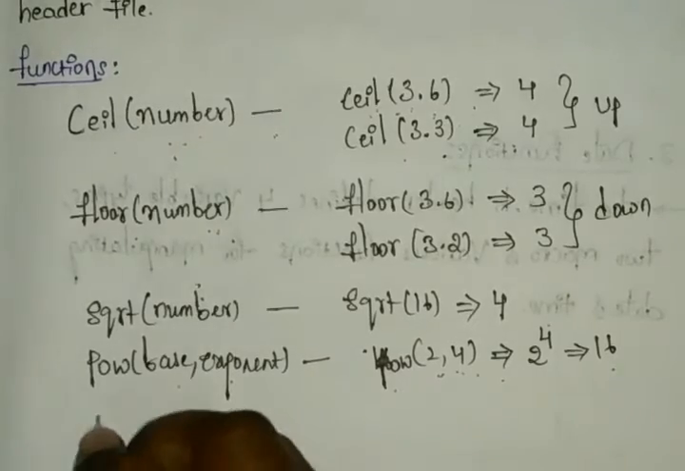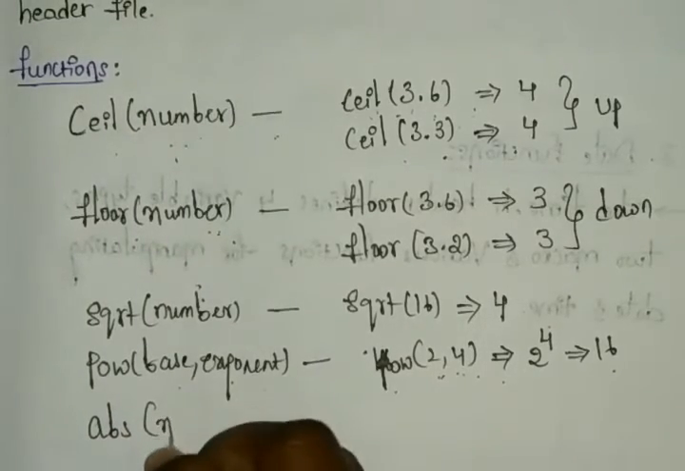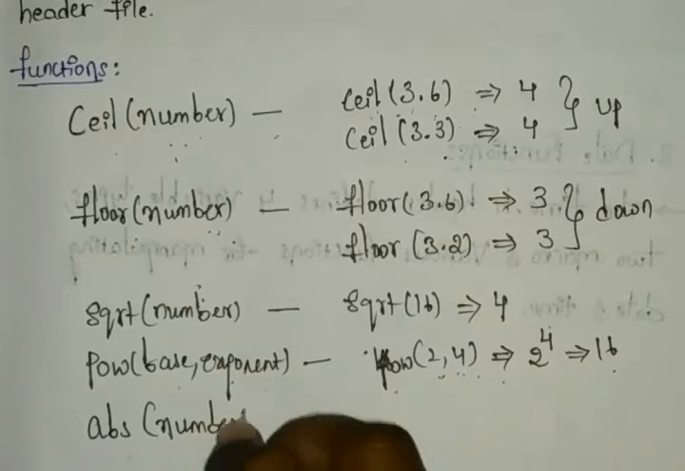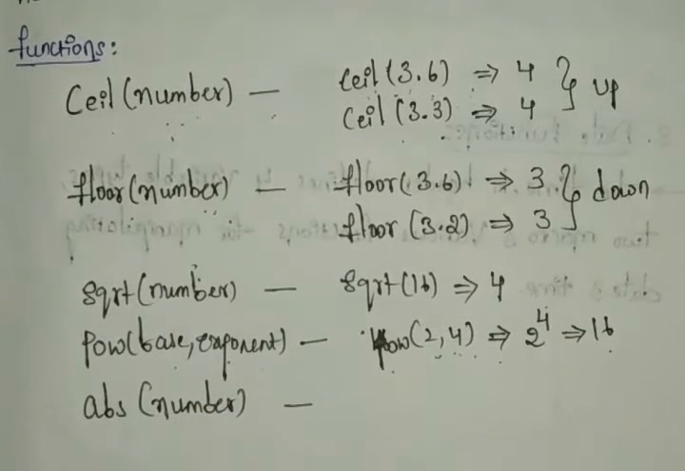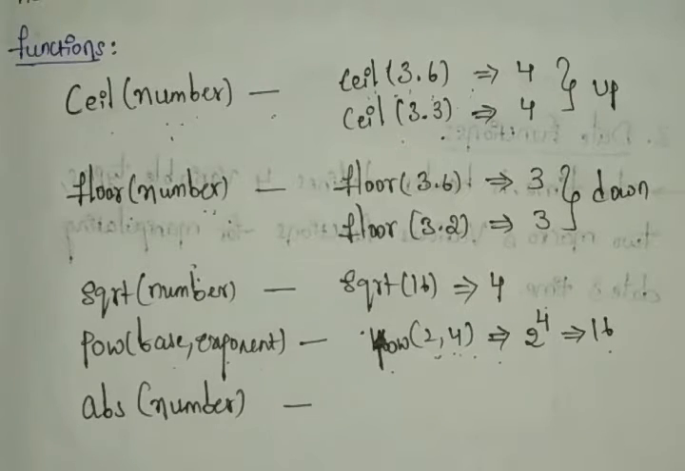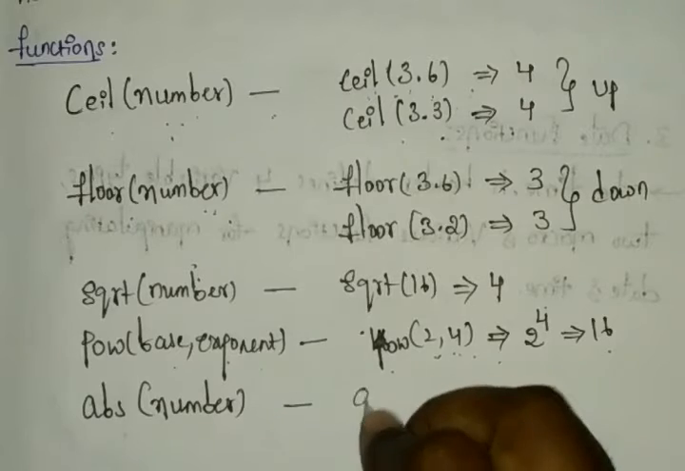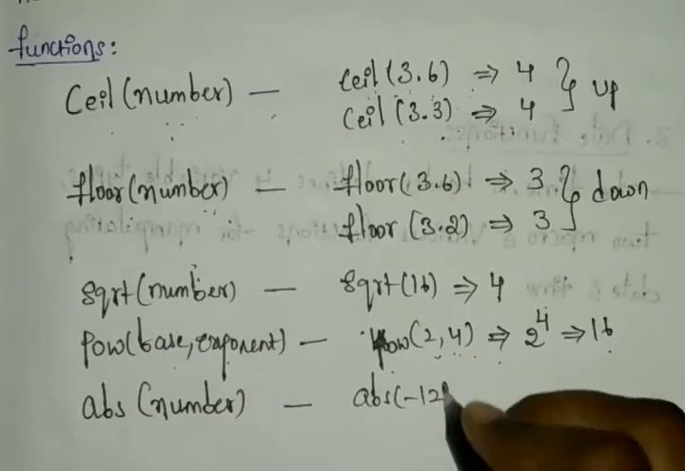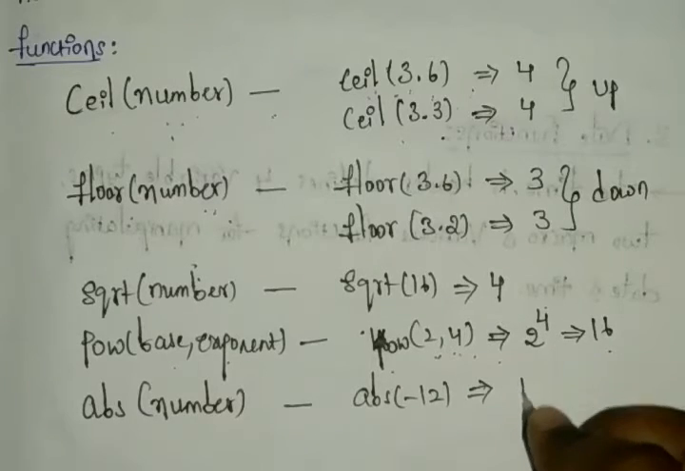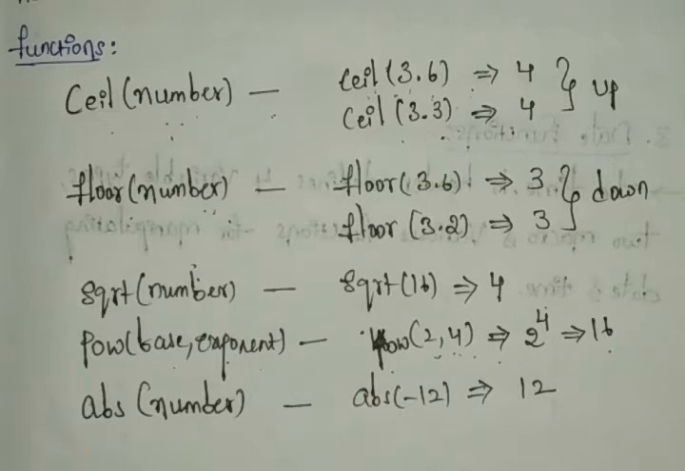And next you will have the ABS. ABS means absolute number. It returns the absolute value of the given number, whatever you give. If you give a minus value, automatically it returns the value 2, meaning it will not take the negative values. In that case it displays the positive value. Like this you can work with our mathematical functions.